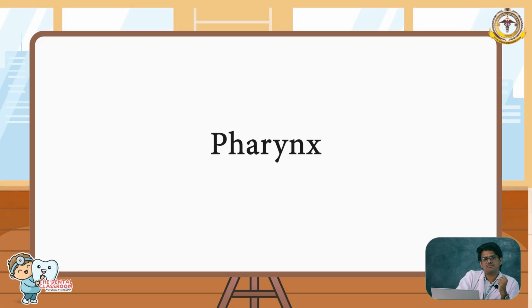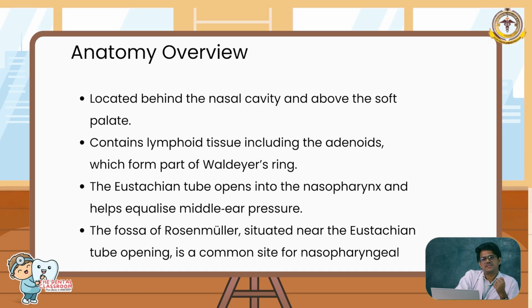Pharynx is also known as the food pipe, that is the oropharynx. Before that there will be the nasopharynx. Coming to the anatomy of the nasopharynx, it lies anterior to the first cervical vertebra. Adenoids are situated at the junction of the roof and posterior wall of the nasopharynx, because adenoids are important structures of the nasopharynx. Waldeyer's ring is a very important ring, the most common ring to get infected.